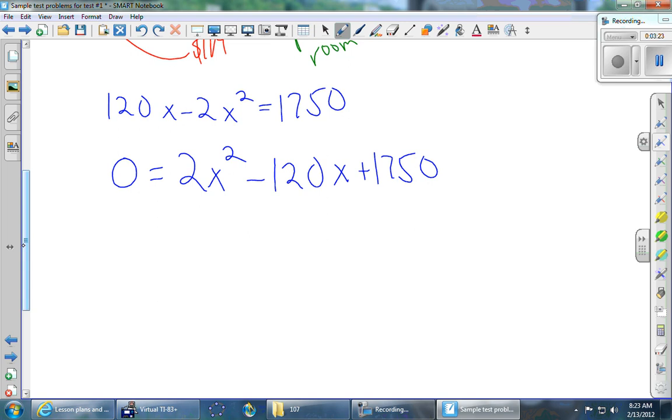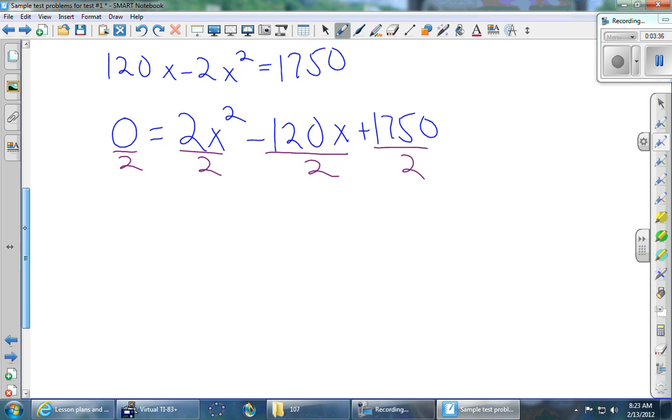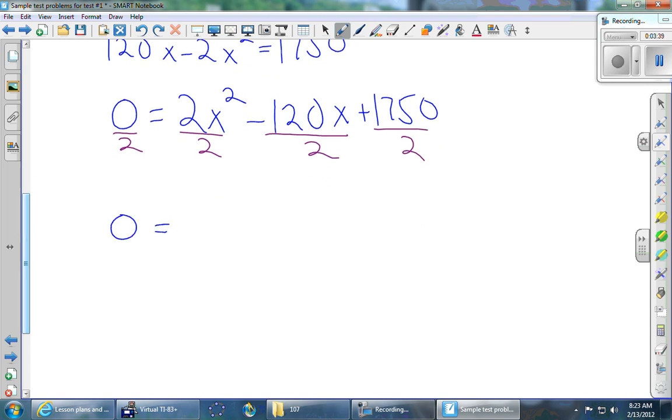So here's the equation. I'm going to go ahead and divide everything by 2 just to make the numbers a little bit smaller. Divide both sides of the equation by 2. You don't need to do this, but I like to do it if I can. 0 divided by 2 is still 0. That's x squared minus 60x plus, and then 2 goes into that, let's see, 8, and then 7, and then 5.